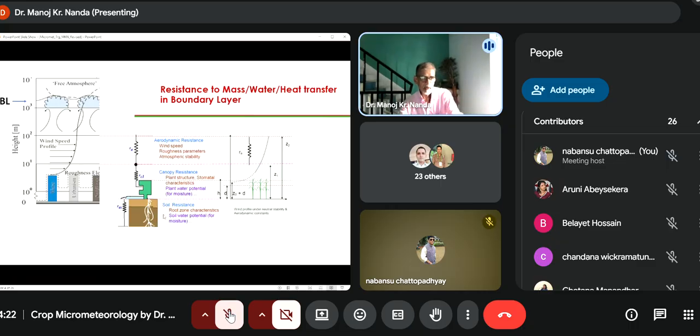When you are considering soil, the root zone characteristic is important and soil water potential is important. So here the hydraulic conductivity and soil water potential play a role. I'm talking of water transfer, for example. Then when I'm talking about canopy, the stomatal resistance is important and canopy distribution is important also. And plant water potential is also important for moisture.